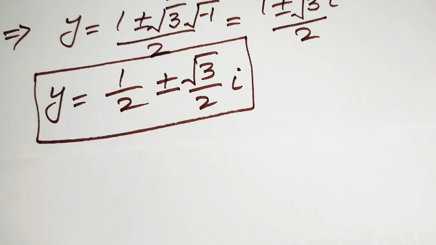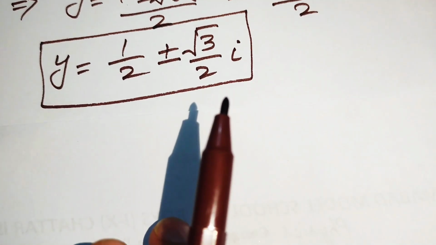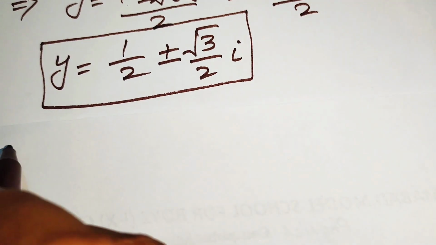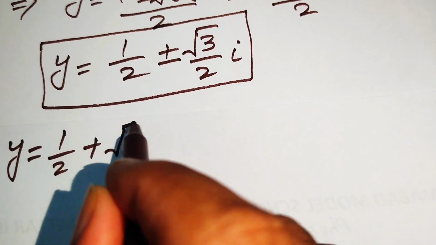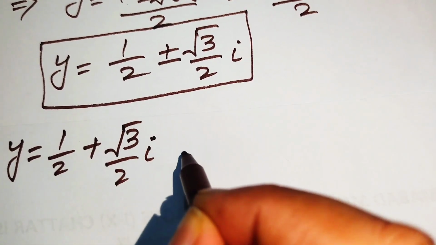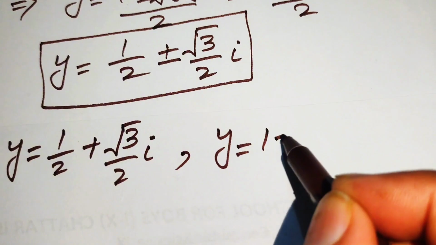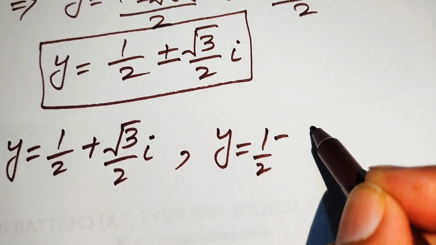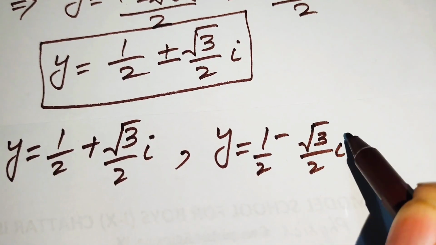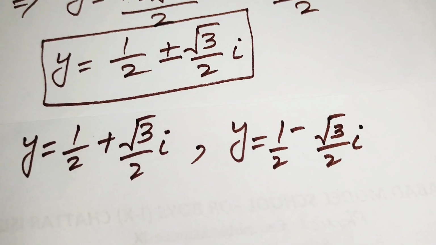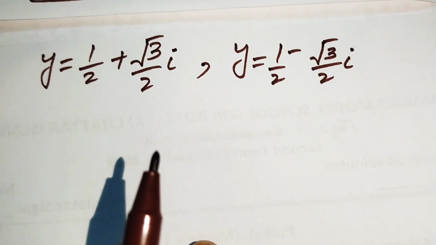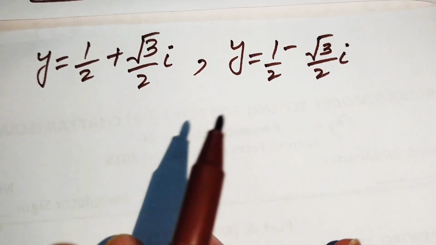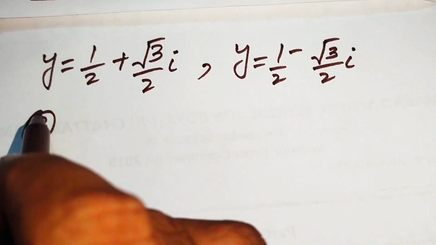So here we just write these two values in separate form. Here we write that y equals 1/2 + (√3/2)i, and the second case is y equals 1/2 − (√3/2)i. So these are the two values of y, and now we find the values of x from these corresponding values of y. Here we need equation number 3, so we just copy down equation number 3.